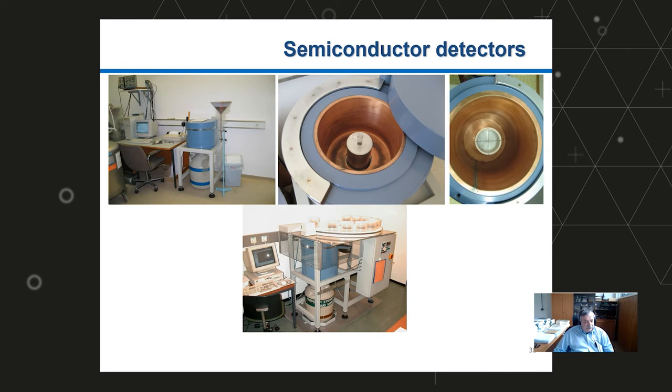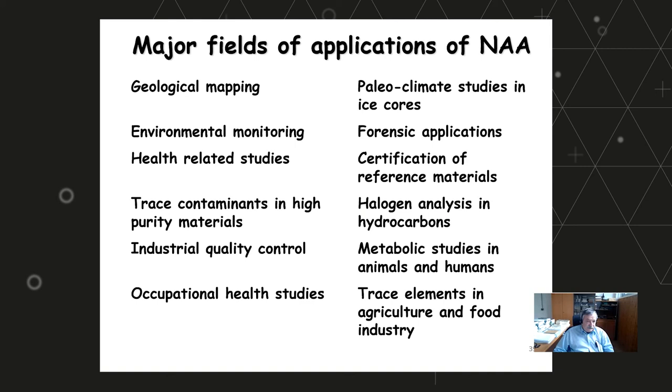Now, the major fields of applications, as I already briefly mentioned: geological mapping, environmental monitoring, health-related studies, trace contaminants in high-purity materials, trace elements in agriculture, halogen analysis, which is quite important as it is difficult to analyze halogens, and what is very important, certification of reference materials. So both NIST and ERM, they are using neutron activation analysis for certifying reference materials. And we are taking part actively in campaigns for certification purposes.